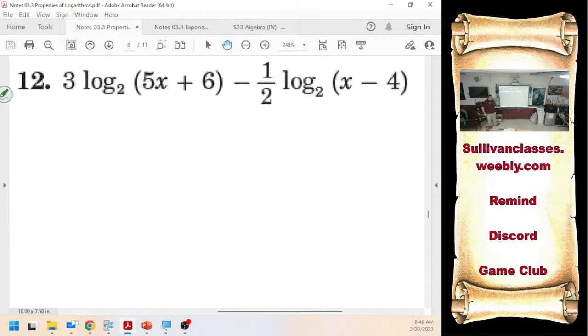What do I got to do first? You have to put exponents. Okay. Exponents from the coefficients. You come up here, you come up here. Then I have log of a thing minus log of a thing. What do I do with that?